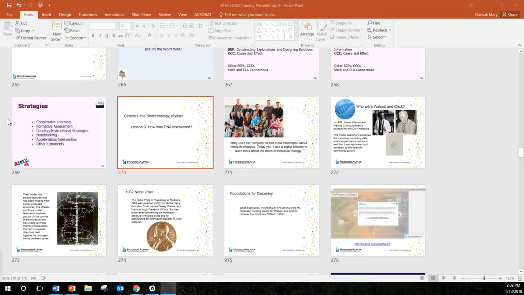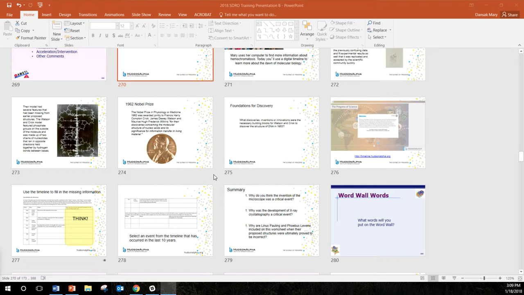So in lesson 3, instead of learning all we can about hemochromatosis, students will use the internet and HudsonAlpha's Progress of Science timeline to learn about what kind of discoveries led up to the very important discovery of Watson and Crick when they discovered the structure of DNA.